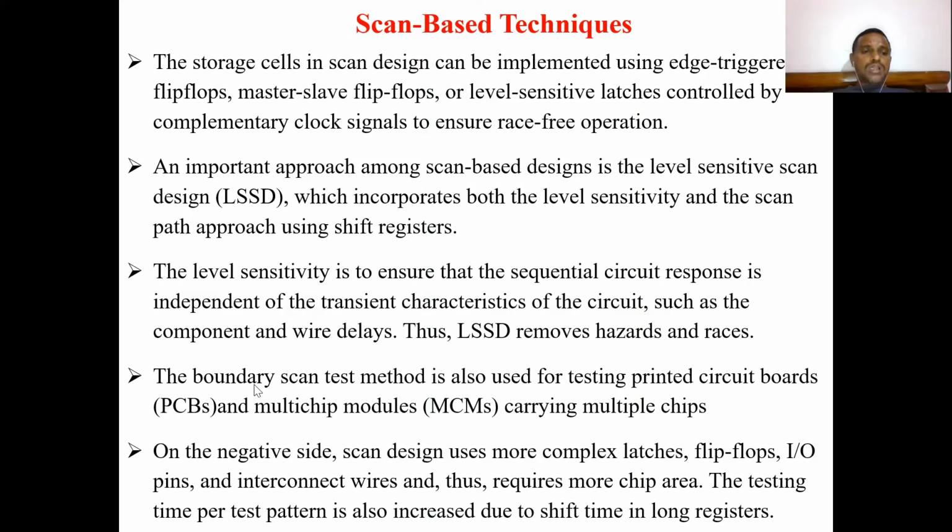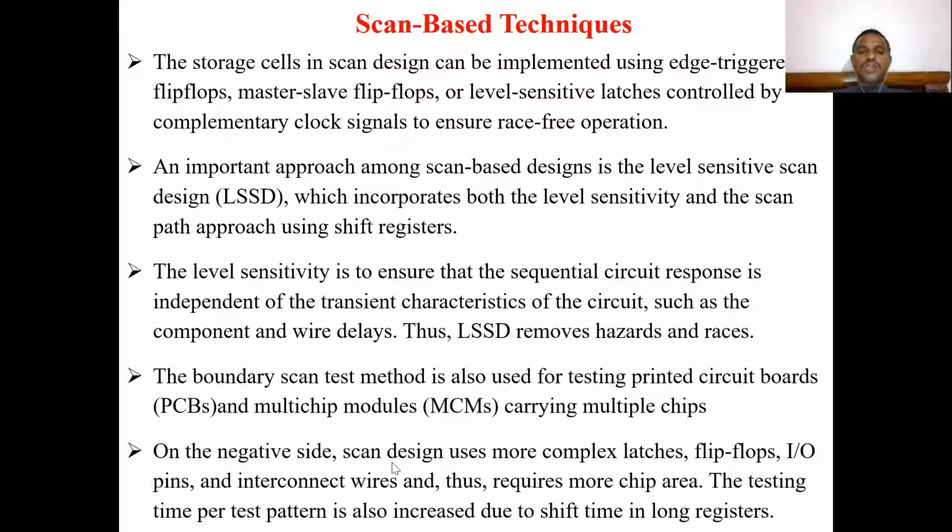Next, the boundary scan test method is also used for testing printed circuit boards and multi-chip modules carrying multiple chips. On the negative side, that means the disadvantages: for the previous one, ad hoc testing, we have different disadvantages because testing is difficult there. So we go with scan-based techniques. It has its own advantages, but it has disadvantages also.